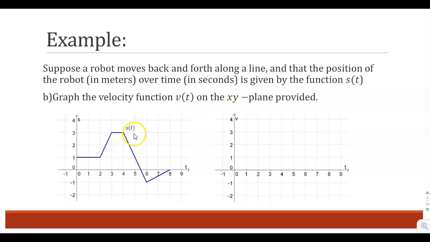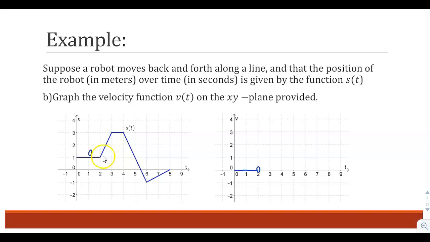So here we have a position function. We just need to draw the derivative of this position function to come over here and get velocity. So we're going to have to analyze the slopes. Between 0 and 2 on the position function, I have a slope of 0. So I'm just going to put a slope of 0 here. That means between 0 and 2 on my velocity graph, I have to be at 0, which means on the x-axis. And at 2, I have a sharp corner, so I'm non-differentiable there, so I'm going to have to put an open circle at 2.